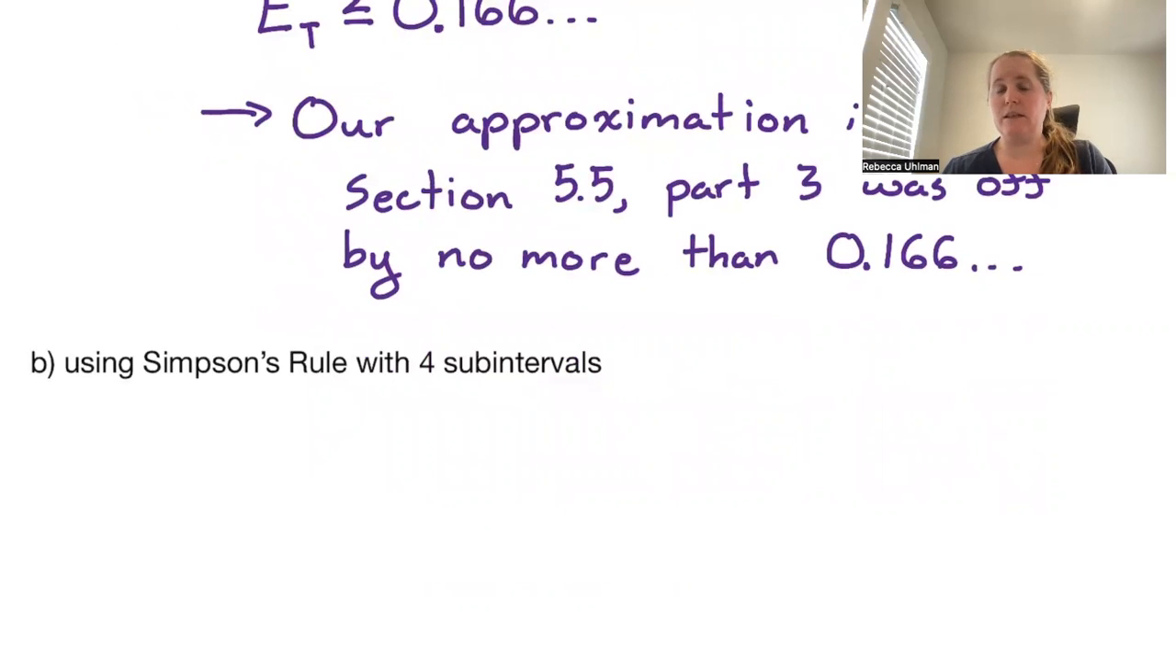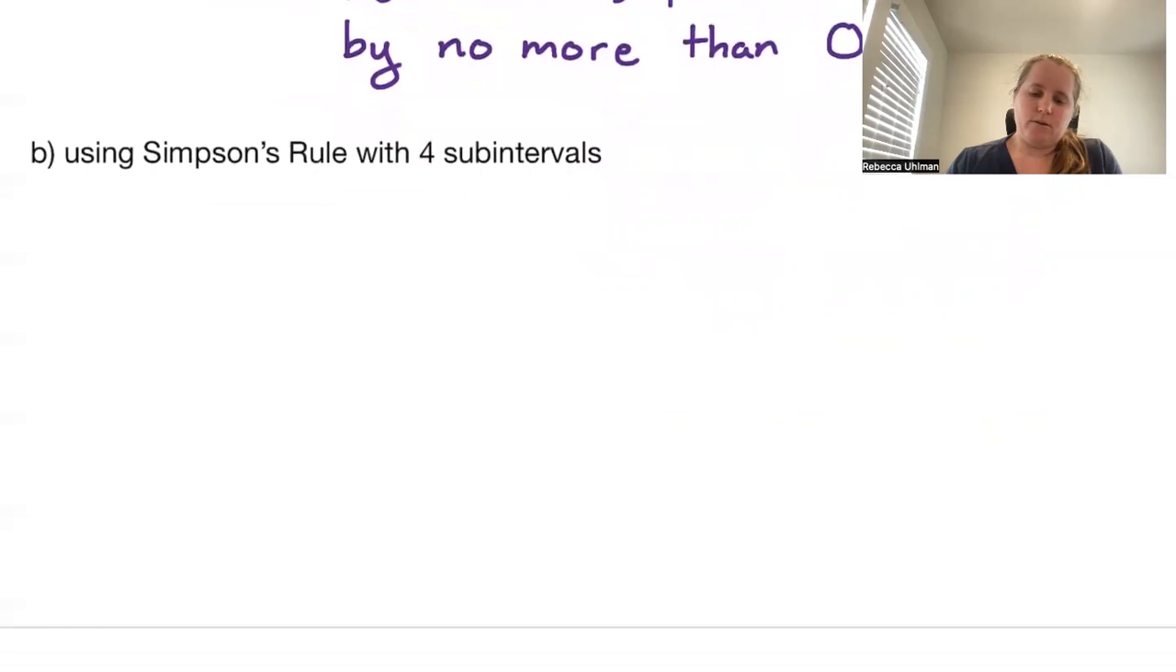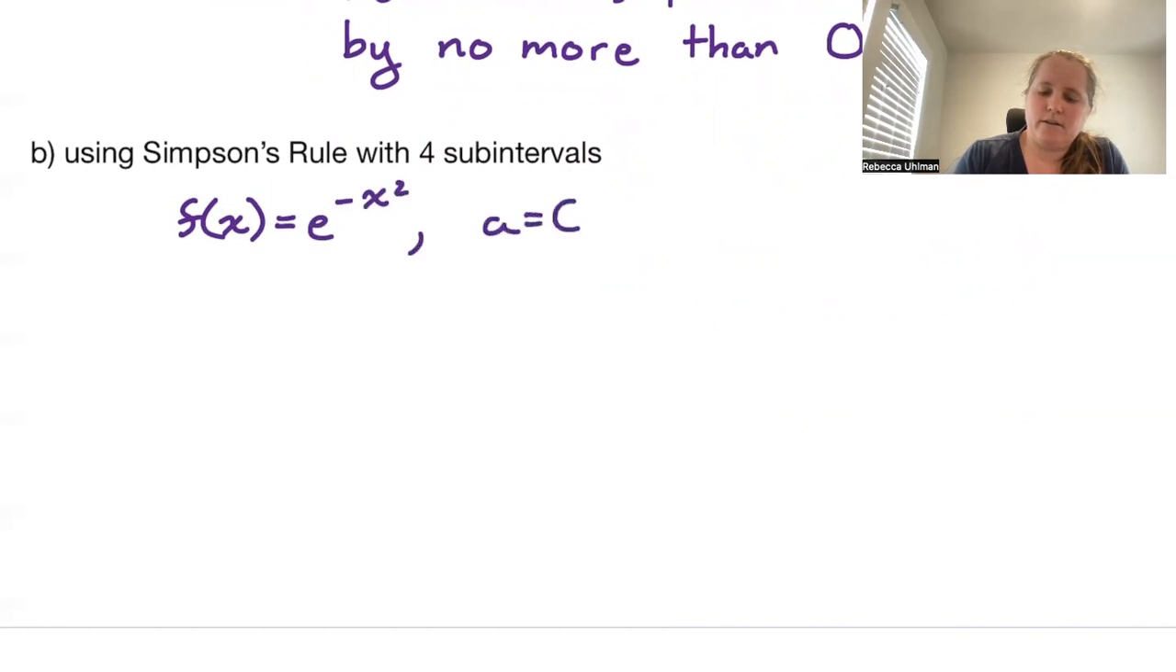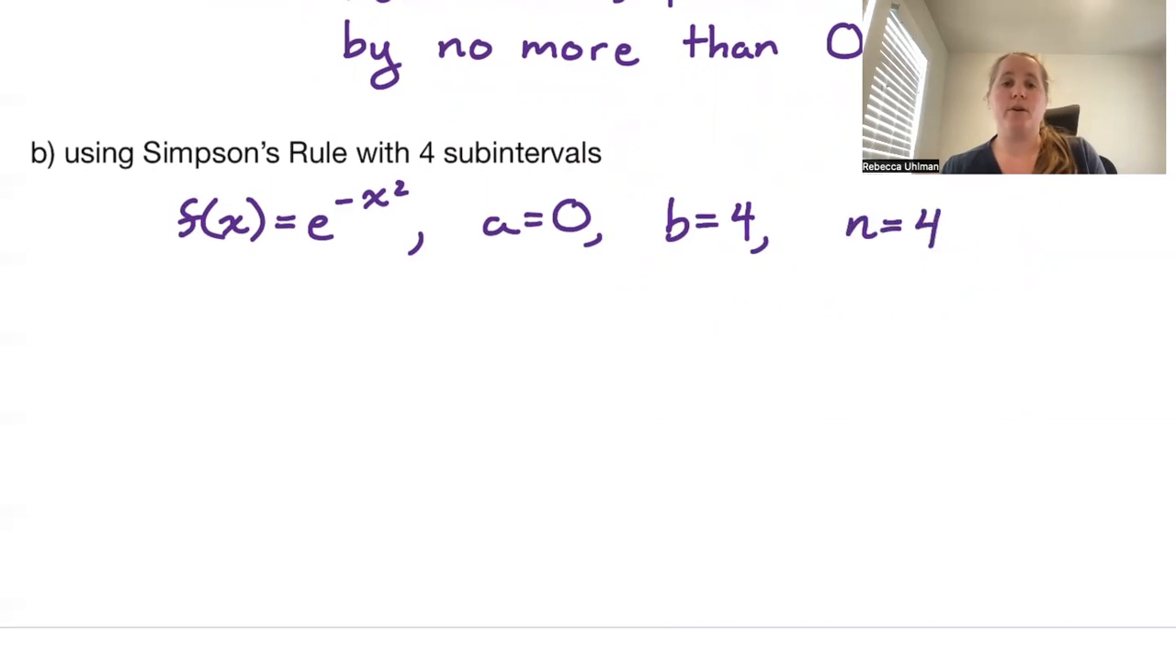So this is what we did in section 5.5, part 5. So again, we have f of x is e to the negative x squared. Our a is 0. Our b is 4. This time around, our n is also 4 instead of 8.